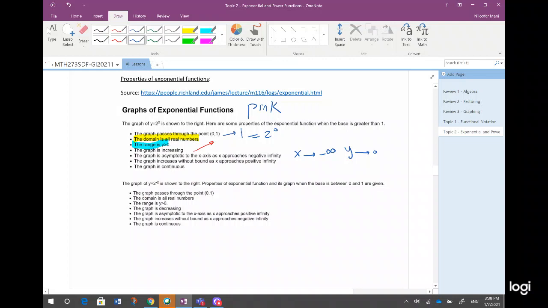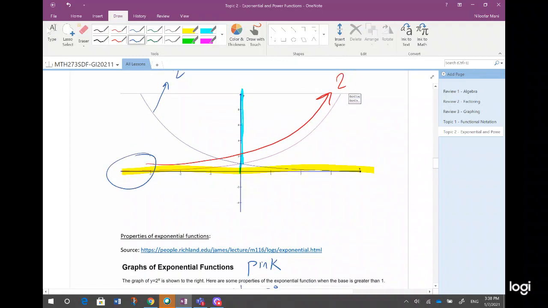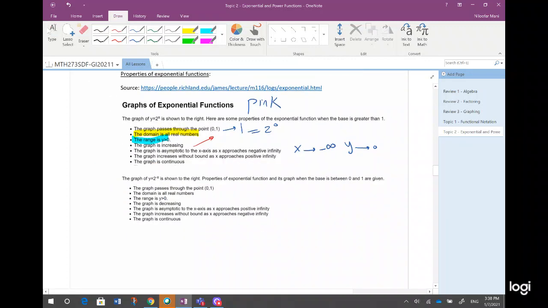Because I say approaches, that's called asymptotic. Because when I look at my function, I see my function doesn't touch the x-axis, it is just approaching y equals 0. So here for the pink one, x approaches minus infinity, y is approaching 0. Okay, so this is the meaning.